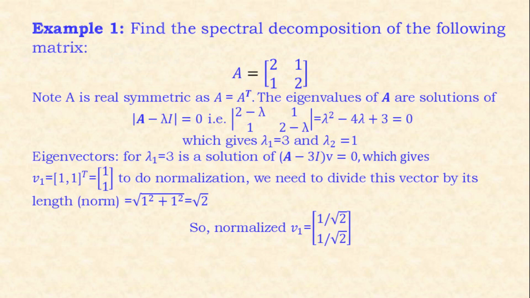The eigenvector corresponding to 3 is a non-zero solution of the matrix equation A minus 3 times I equal to 0. Solving, we get the eigenvector. This vector is not normalized, so to normalize, we divide this vector by its length. So normalized V1 is given by.